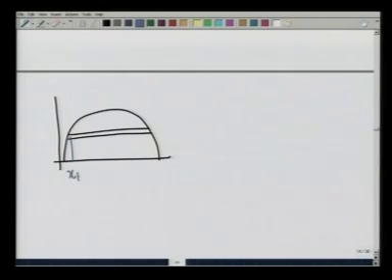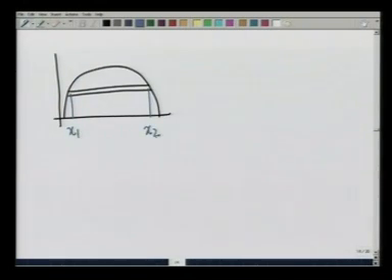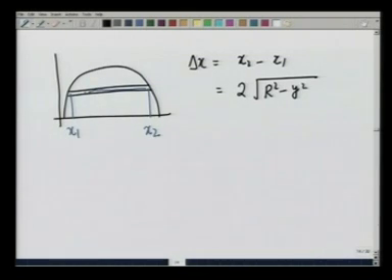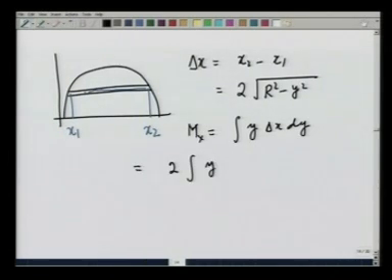This is x1, this is x2. Delta x is going to be x2 minus x1, which is equal to 2 square root of r square minus y square. Remember, we are after Mx, which is equal to the integral of y delta x dy. In this case, it is therefore going to be 2 times the integral of y square root of r square minus y square dy, with y varying from 0 to r.